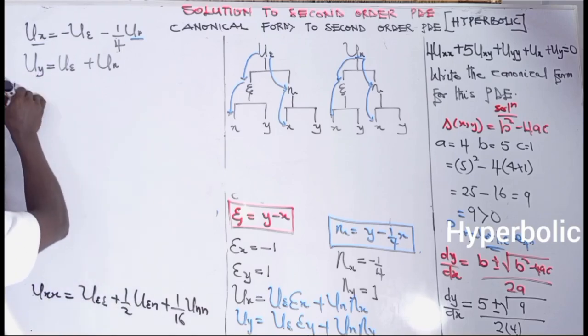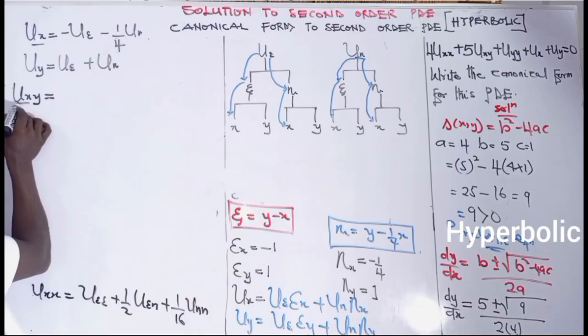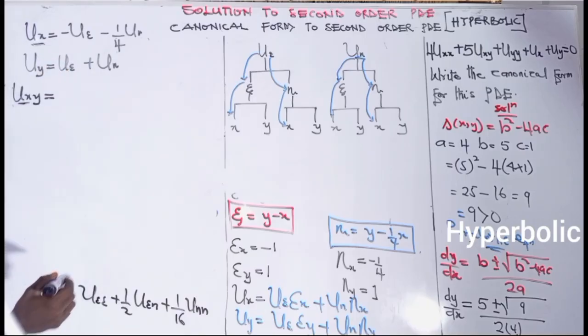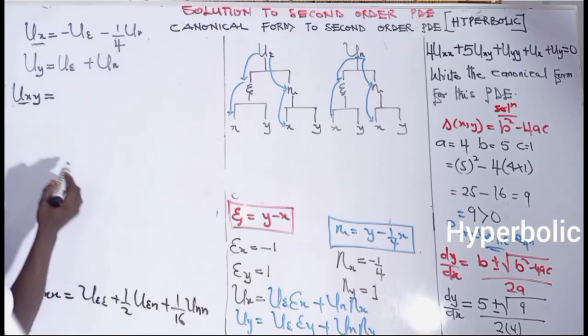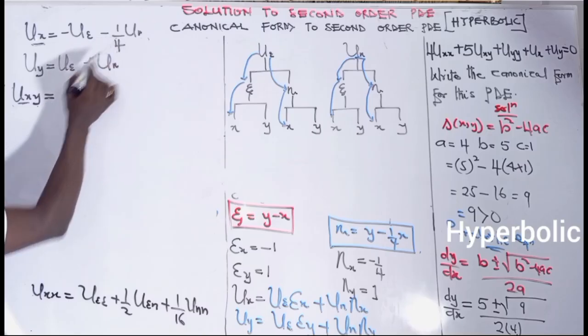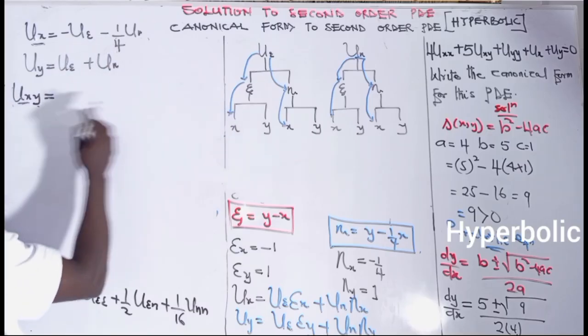So we have uxy. We have ux here, so we can make use of the equation for ux. We are going to use this for ux, but we are going to take the second partial derivative with respect to y. We use the expression for ux, which is this one, then we take the derivative with respect to y using the diagram here.